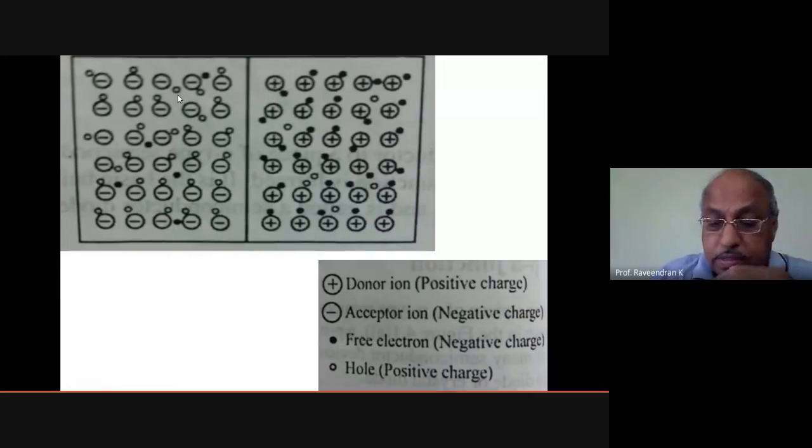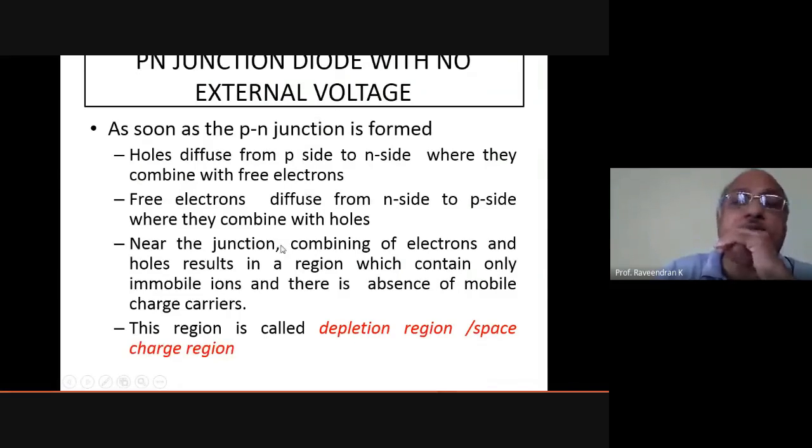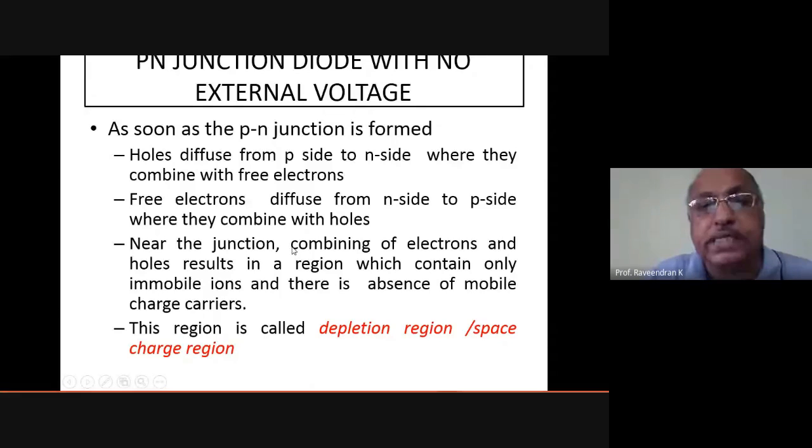Okay. Then, when a PN junction diode has no external voltage applied, or when there is no source of EMF applied, what happens to the PN junction? When there is no voltage applied, the PN junction is in its normal, usual condition. As soon as the PN junction is formed, what happens?